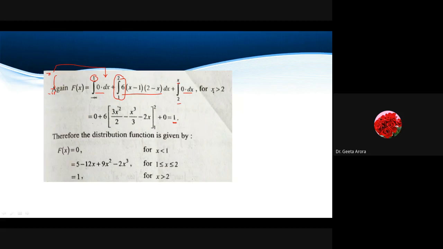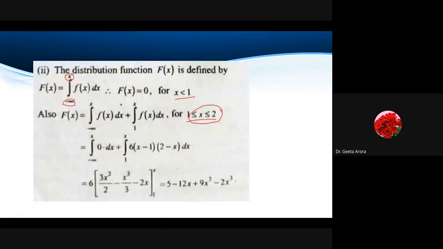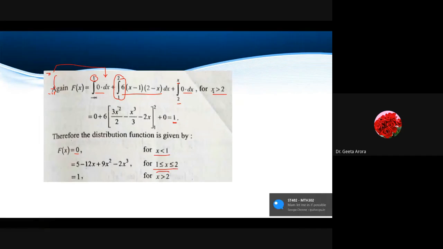Correct? So this is for x greater than 2. They have actually divided it into a piecewise function. They are saying that capital F(x) is equal to 0 for x less than 1. For x lying between 1 and 2, they take this definition from 1 to x when they have integrated. And for the final one, for x greater than 2, they have taken from 1 to 2. Correct?